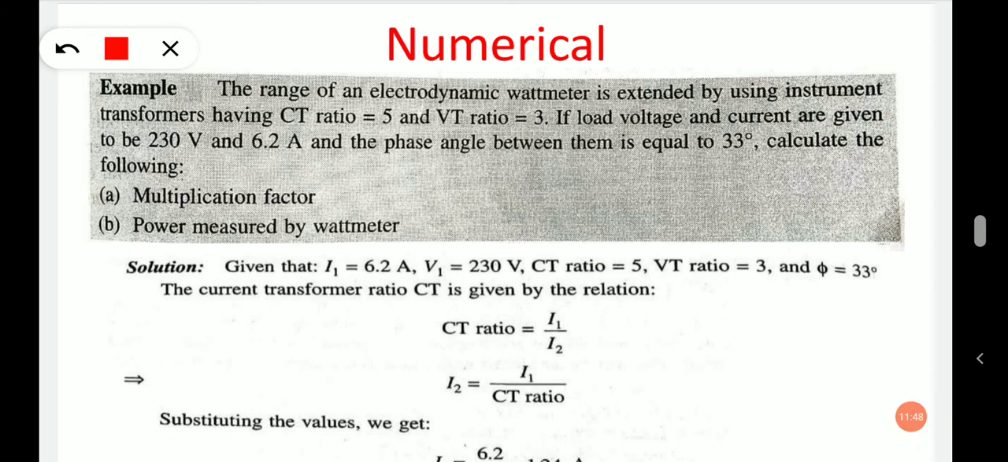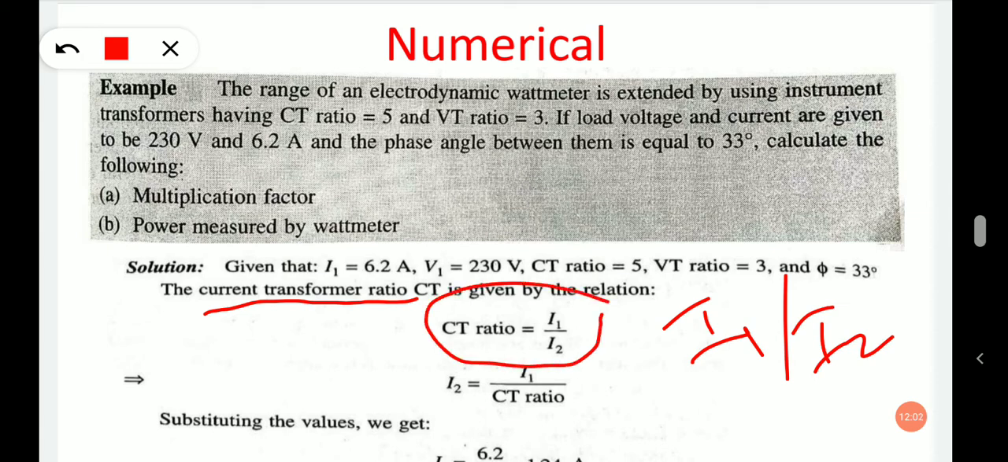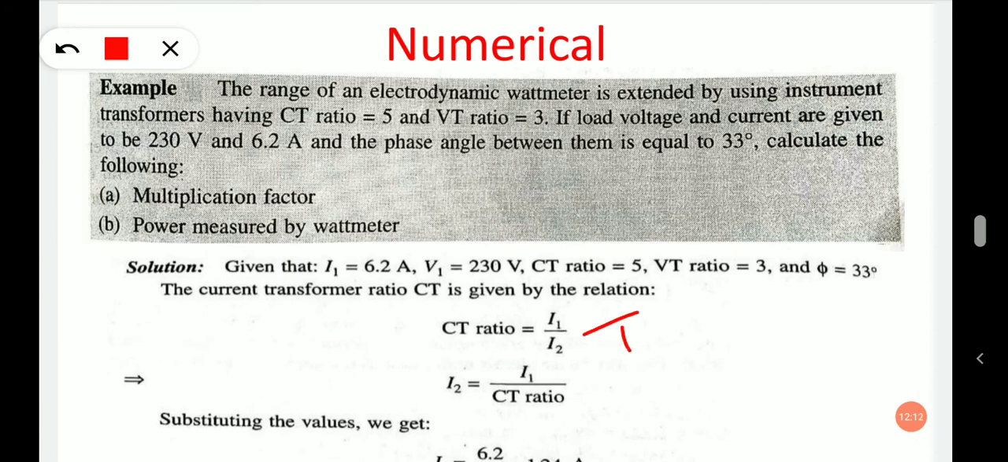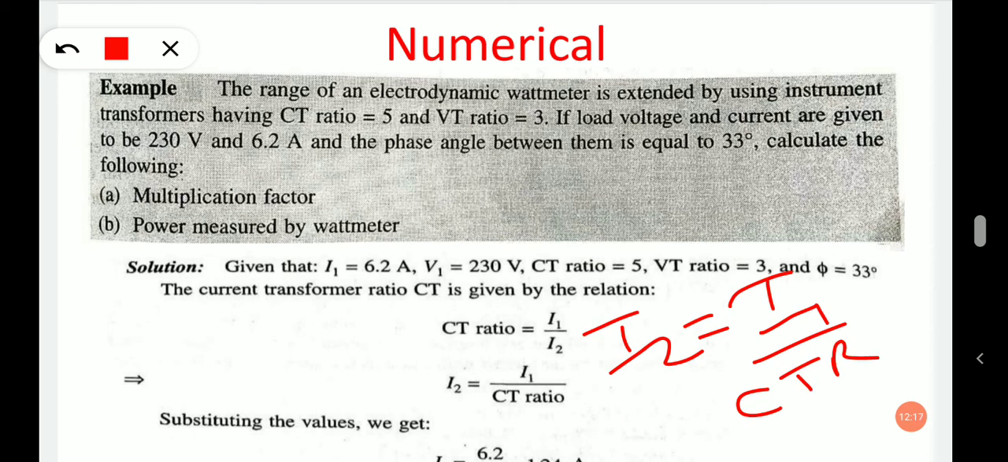Okay, so the current transformer ratio, or we can say CT ratio, is given by the relation I1 upon I2. Okay, here it is written I1 by I2. So from this relation we can write I2 equals to I1 upon CT ratio. Okay, so I2 equals to I1 by CT ratio.